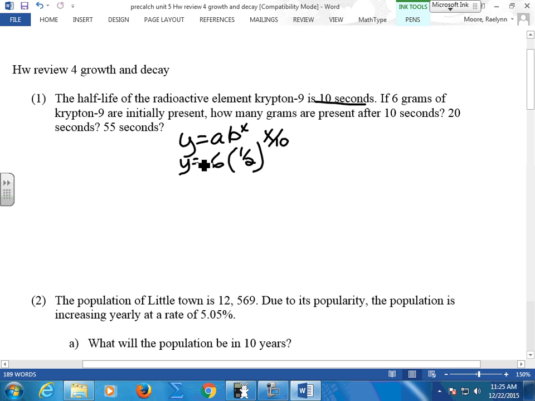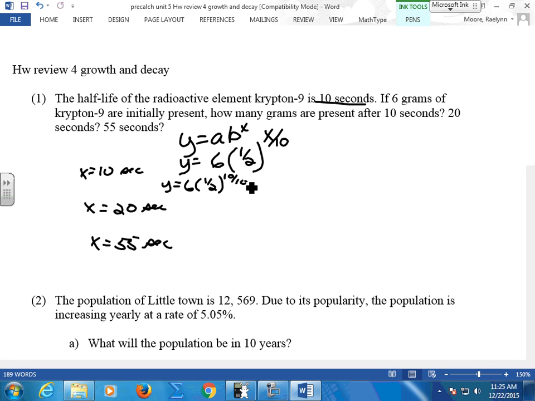Everybody get this formula? Now, you have a couple of choices here. I'm asking you how many are present after 10 seconds. So X would be 10 seconds. How many are present after 20 seconds? So X would be 20 seconds. After 55 seconds, what do I have to do? Put 55 over 10. I'm just substituting them in. So Y equals 6 times 1/2 to the 10 over 10. Basically, 1/2 to the 1 is, well, 1/2 times 6 is 3. Okay, I'm just substituting them in.